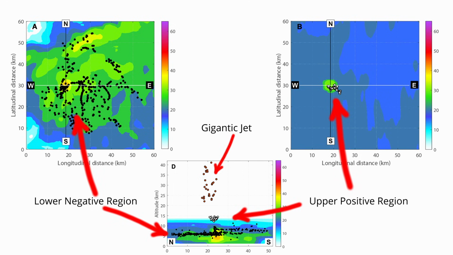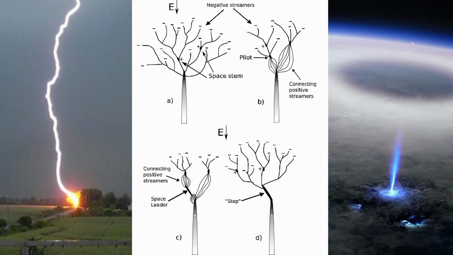The charge structure is thought to produce an escaping negative leader that propagates vertically above the cloud and also creates a charge imbalance between the charged regions. Similar to ordinary lightning, gigantic jets are plasmas consisting of both leaders and streamers.